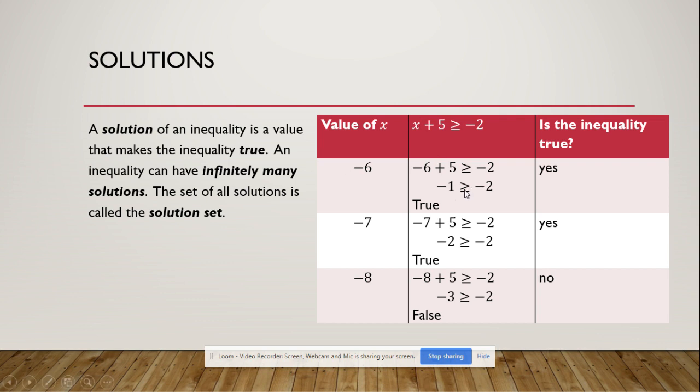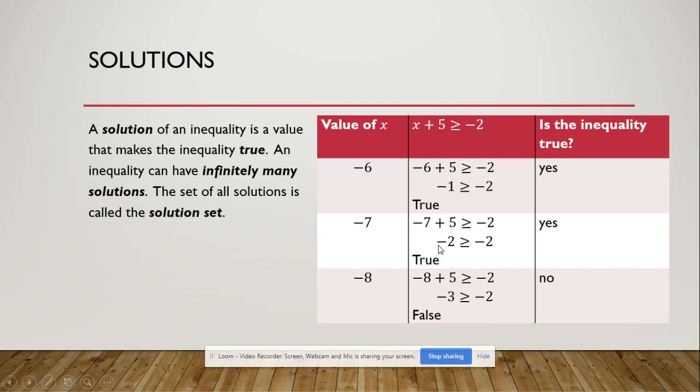Now, while both of these are cold, negative 1 is higher up. Okay, it's only 1 below 0. This is 2 below 0. So negative 1 would in fact be greater. This is true. So yes, it is a solution.